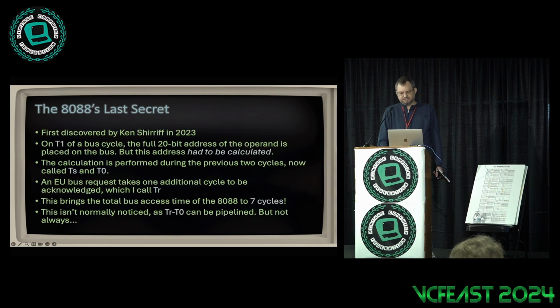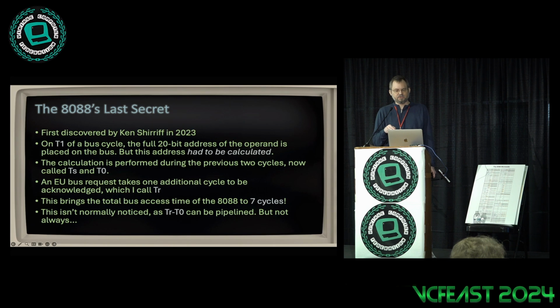So there's some funny thing. The 8088 had a final secret waiting for us, only revealed last year. And I thought I had discovered this, and I went back and looked at Ken's blogs, and of course he had discovered it first. But if we think about it, on T1 of a bus cycle, the full 20-bit address of the operand is placed on the bus. And we saw the little adder that it uses to do that. Well, this is a CPU that takes like 3 cycles to add 1 plus 1. So it's not getting that 20-bit address instantly.